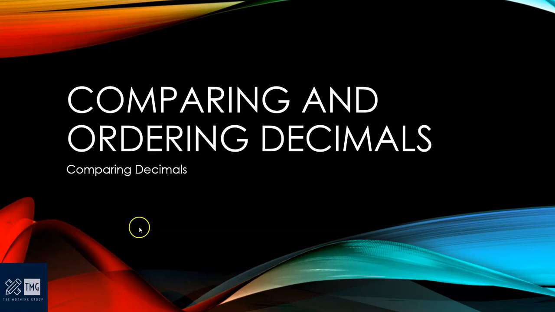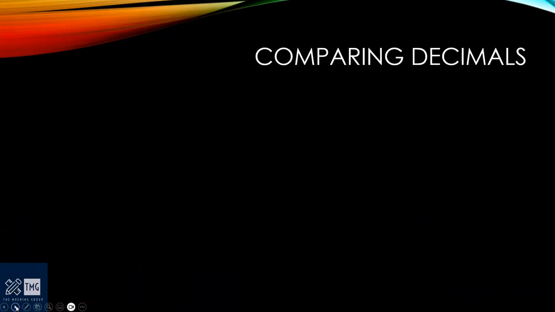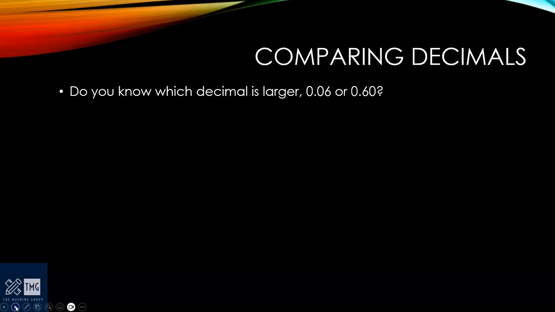and ordering decimals. Here, let's focus on just the comparing of those decimals. So to do this process, or why would we do this process? The basic idea is, which is larger? If we're looking at 0.06 and 0.60, how do we know what's larger and why do we care?